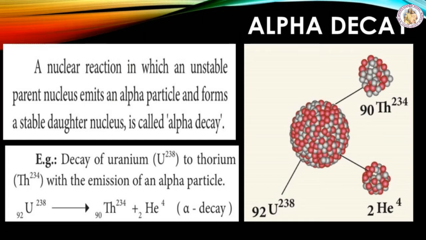When you see this figure, you can understand that when this uranium emits an alpha particle, alpha here is helium, 2 helium 4, it becomes thorium, 90 Th-234. So the unstable parent nucleus uranium emits an alpha particle and forms a stable daughter nucleus, thorium.